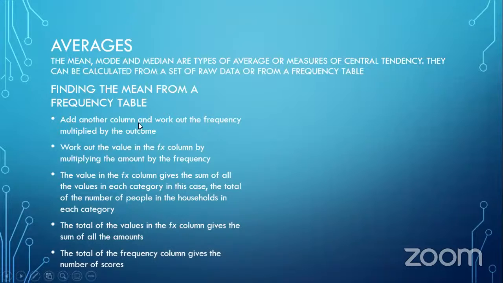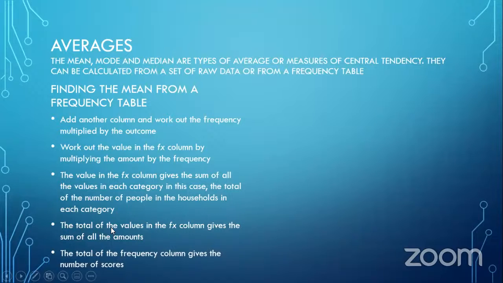So here in the frequency table, it says add a column and work out the frequency multiplied by the outcome. I'm going to show you everything I'm talking about. Then work out the values in the fx column by multiplying the amount by the frequency. The value in the fx column gives the sum of all the values in each category, in this case, the total number of people in the household. So this is an example made of people in a household.